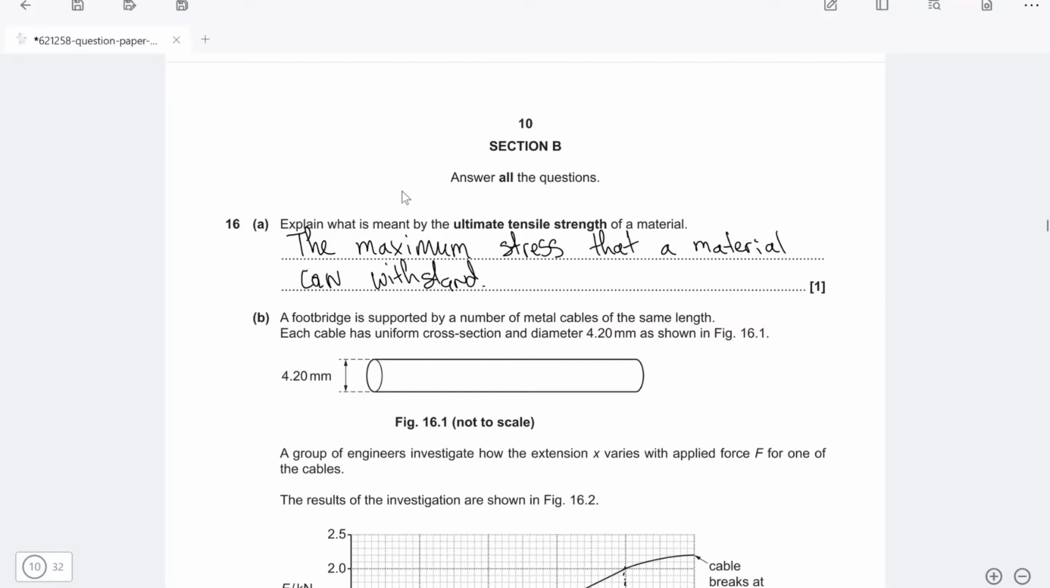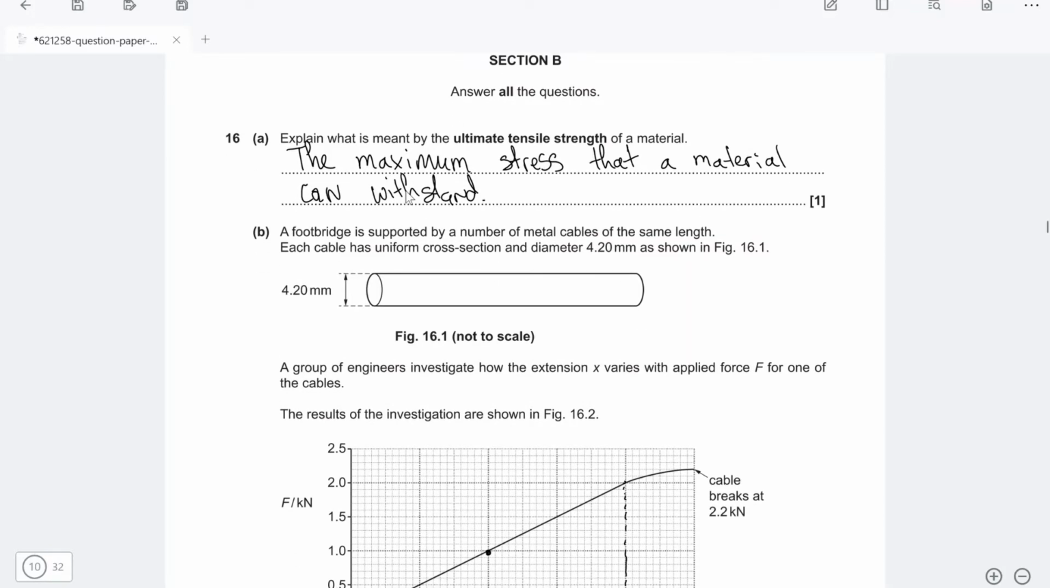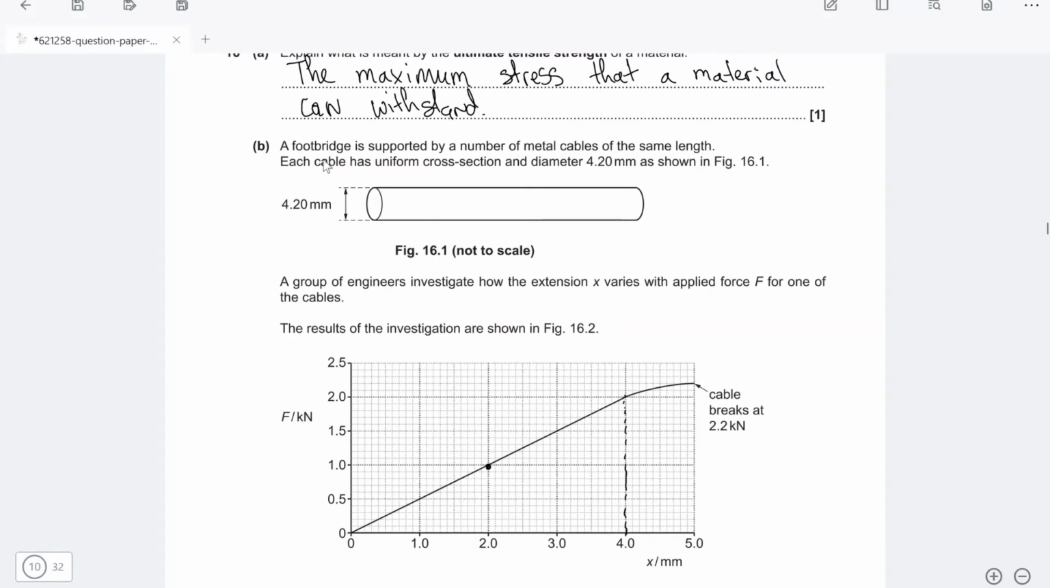So question 16, explain what is meant by the ultimate tensile strength of a material. Now this is actually the maximum stress that a material can withstand prior to its breaking point. Quite a common mistake would be to write the maximum force, however that is not correct, it's the maximum stress. We need to take into account the cross-sectional area of the material. Anyhow, so let's have a look at the next one.